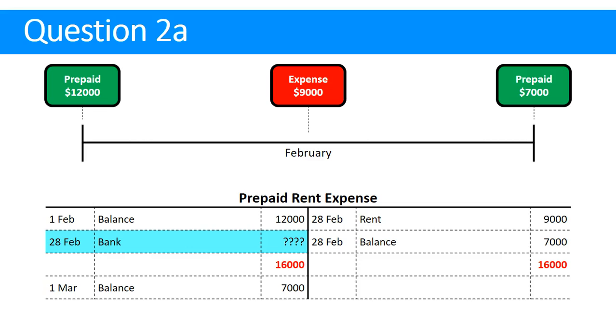So we know that the total is $16,000, and there's an opening balance of $12,000, so that must mean that during this period $4,000 of prepaid rent was paid. And now that we have that information, we've got the entire ledger.